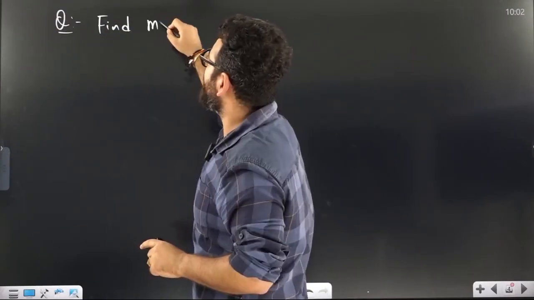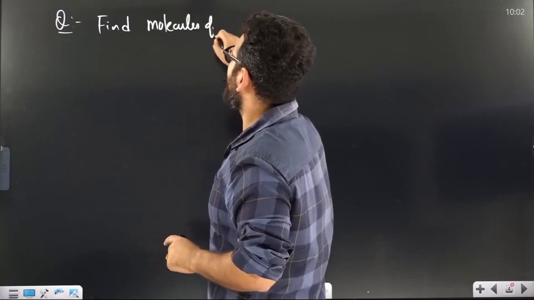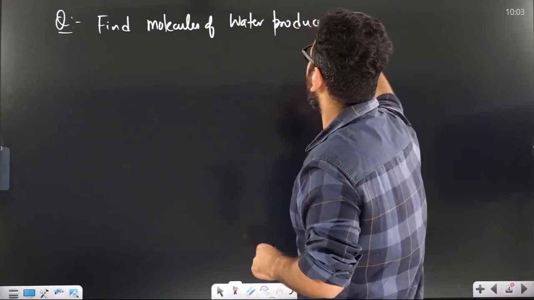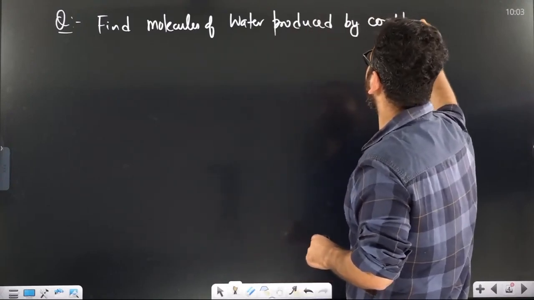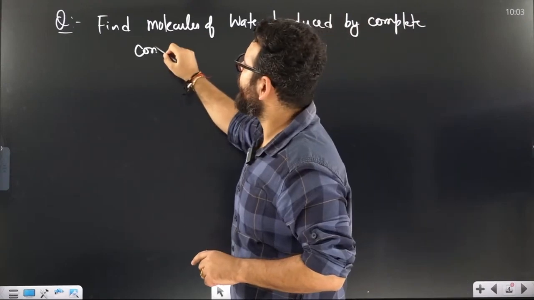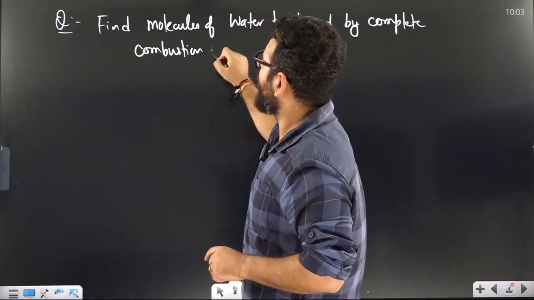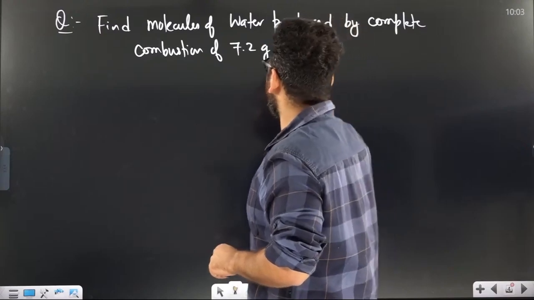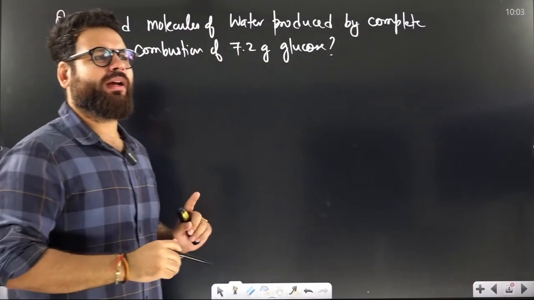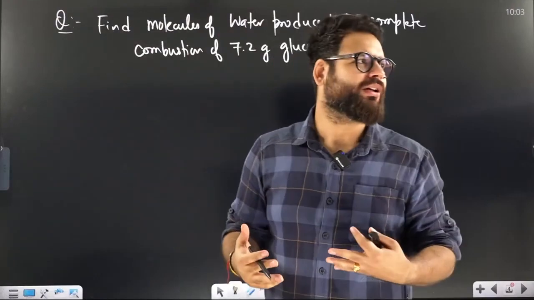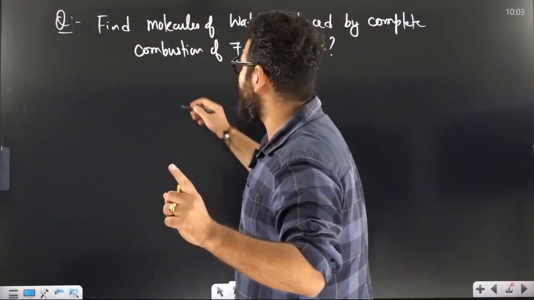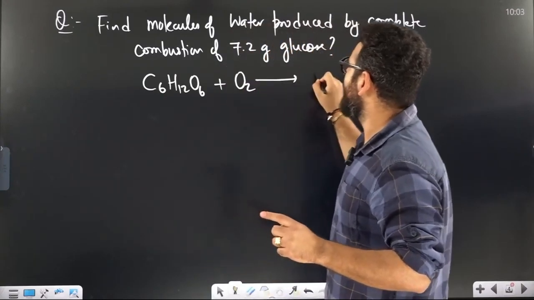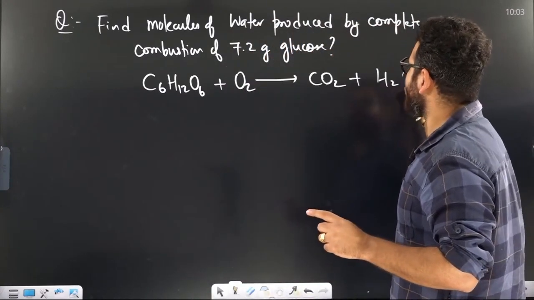Find molecules of water produced by complete combustion of 7.2 gram glucose. Everybody see here. If I had to do it by the unitary method, I would have to balance the reaction, which will take a lot of time, right? But here what I will do, I will say glucose C6H12O6 will react with oxygen, will give CO2 and H2O.